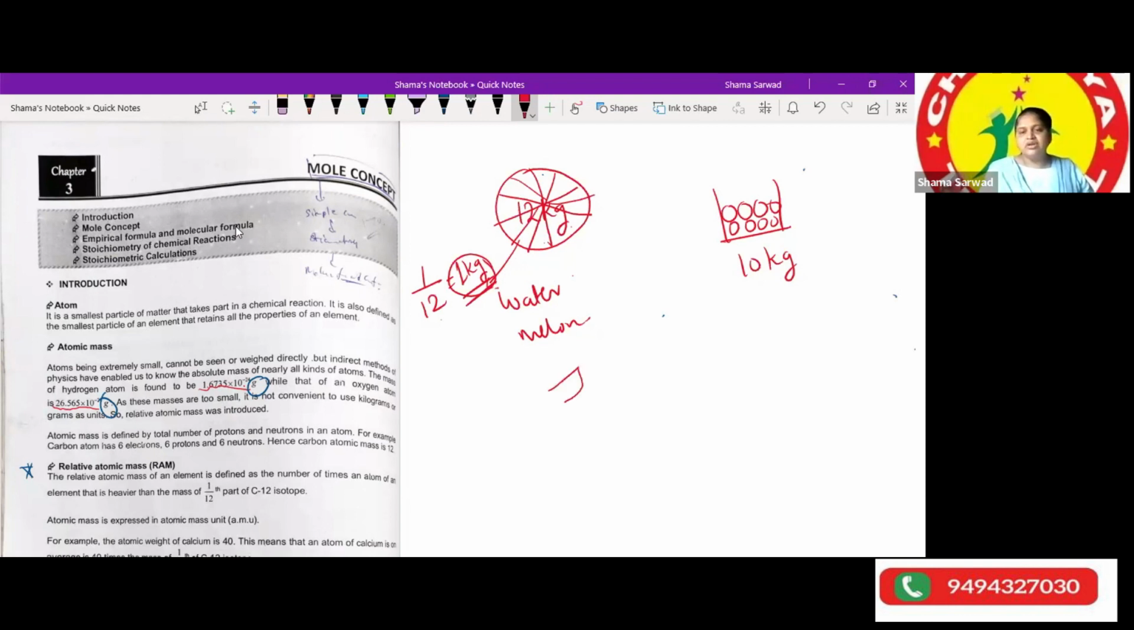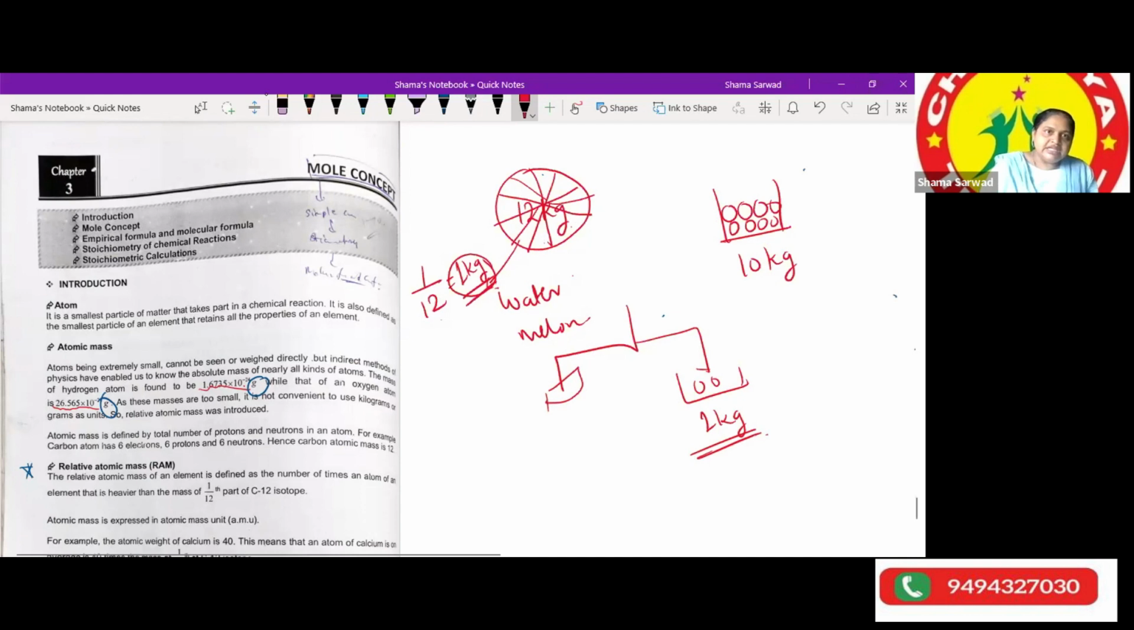I'll keep it on one side of the balance, and on the other side, I will weigh the apples. How many will it be? Mostly 1, 2, 3, 4. That many would be there, and that would be nothing but 1 kg of apple. In the same way, we have to calculate the atomic mass for the atoms.